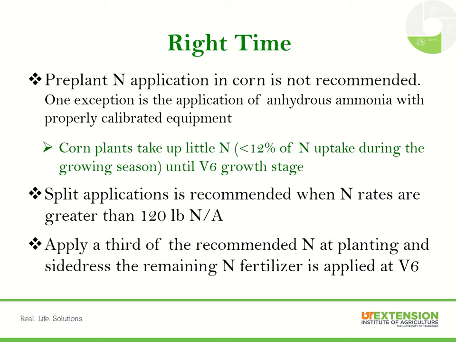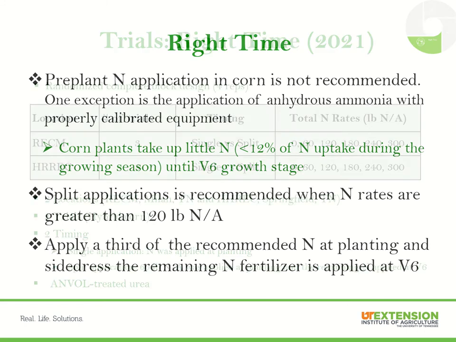If you have to put out more than 120 pounds of nitrogen per acre, it's recommended that you split apply that nitrogen fertilizer. You add a third at planting and side dress the remaining at the V6 growth stage.